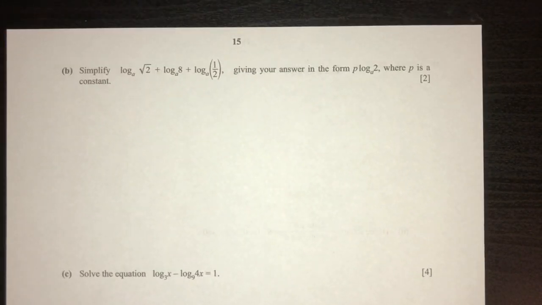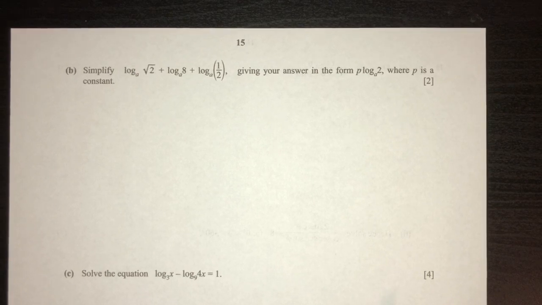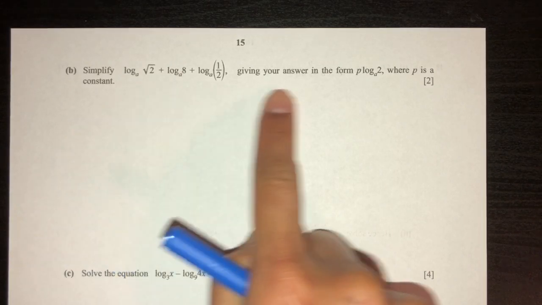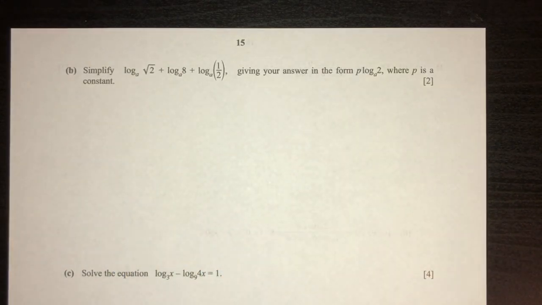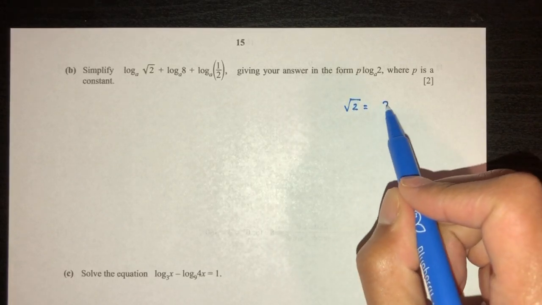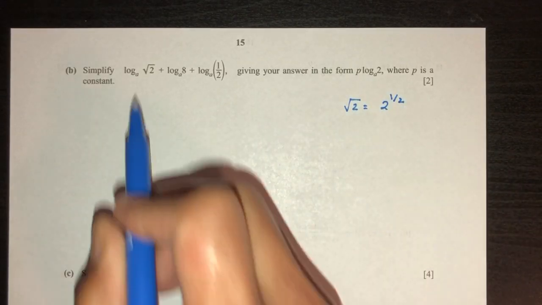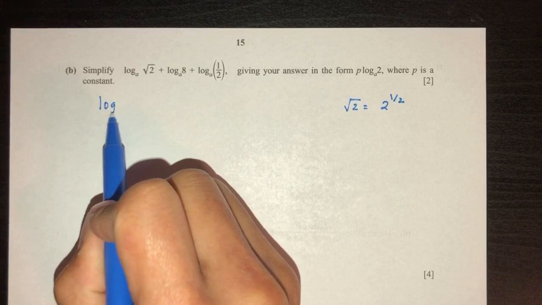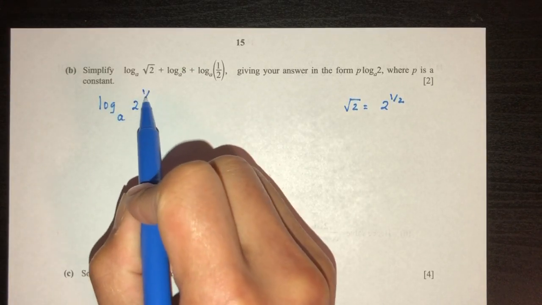Now let's move on to part B. This is question 15, part B of this question. Same question number 10. So here we have to simplify this, giving your answer in this form, where p is a constant. So here we have to use the laws of logarithm to see what we can do. Now let's observe. What is root of 2? We will say it is 2 power half. So same thing, you will have log a of 2 power half.